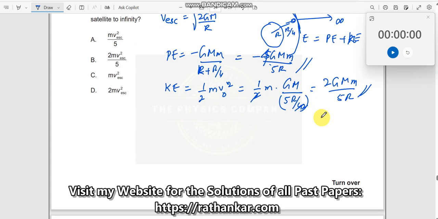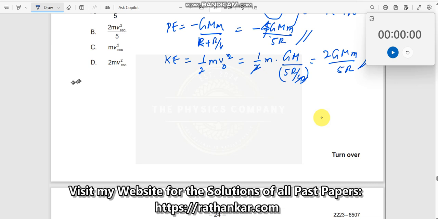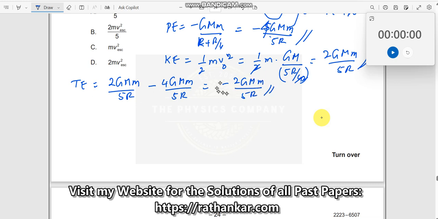The total energy is equal to 2GMm divided by 5R, the kinetic energy, plus the potential energy, which is minus 4GMm divided by 5R. So what is the answer? The answer is minus 2GMm divided by 5R. Total energy is negative. Why negative? Because it's bound.